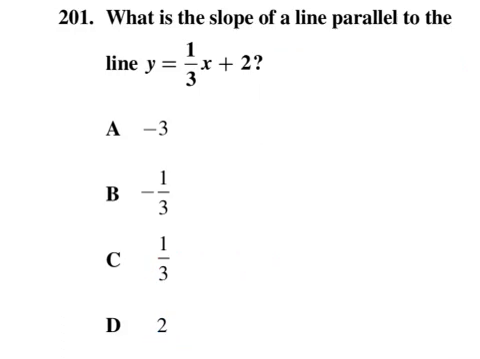If I want to find the slope of a line parallel to this, first, which is the slope? The 1/3 or the 2? The 1/3. So that's the slope. Now, parallel means this. If two lines are parallel, they have the same slope.